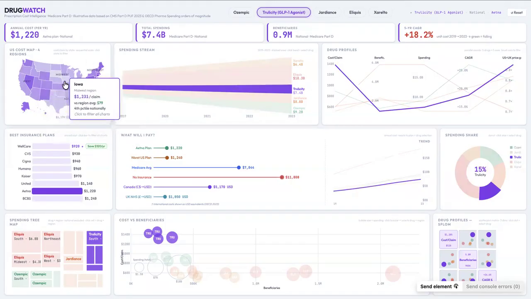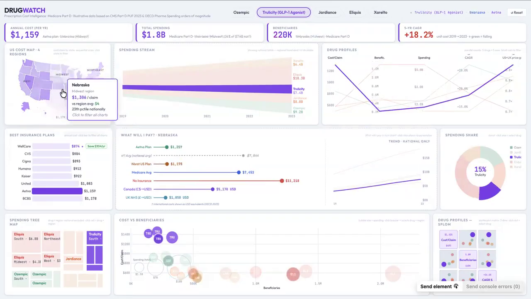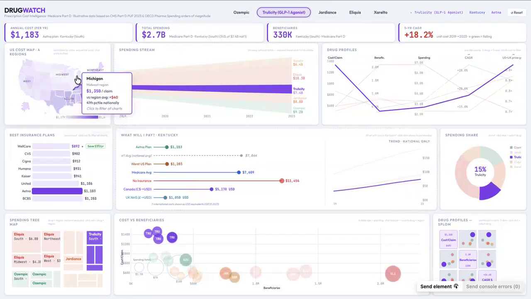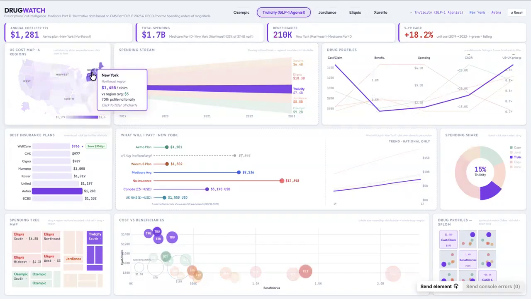This is the US cost map. The choropleth map shows cost per claim by state using a sequential color scale. Darker color indicates higher cost and lighter color indicates lower cost. You can see this for every region that is present. Also, you can split it into four regions like this. And for New York, I will need to visualize that.